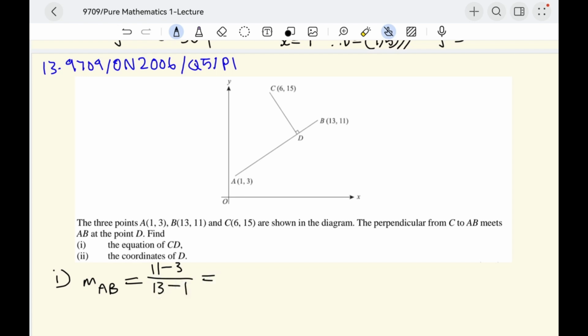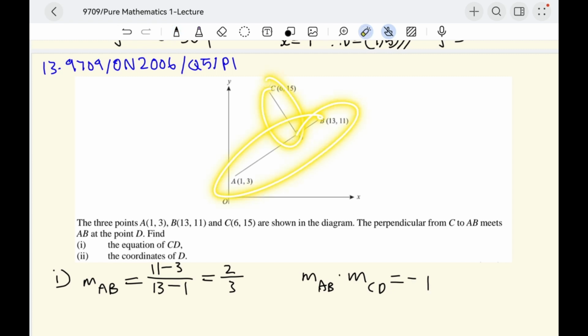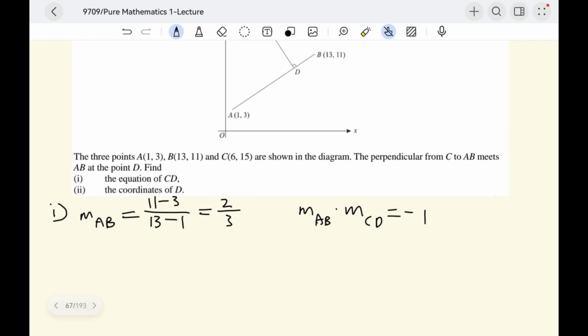Okay, so obviously the gradient for line AB is positive. So I have 2 over 3. Relate their gradients by using the relationship that the gradient of AB times the gradient of CD equals -1, because the two lines are perpendicular to each other. Substitute the gradient of AB as 2 over 3, and you should obtain the gradient of CD easily.